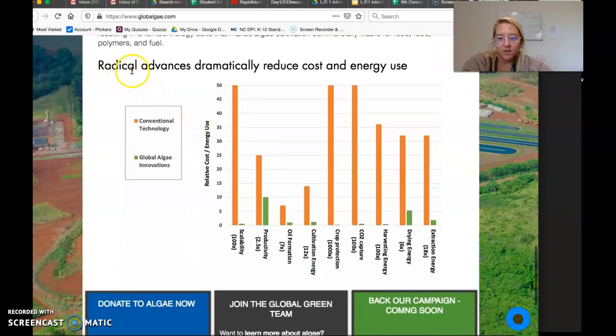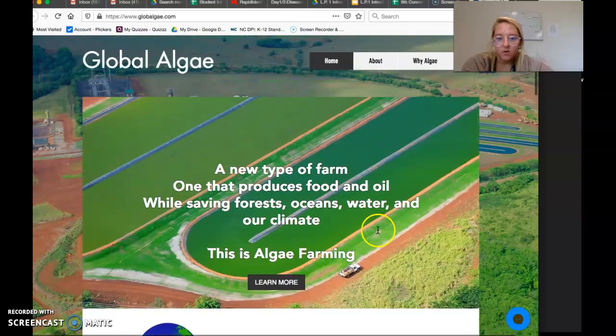One of the graphs I wanted to show you is "Radical advances dramatically reduce costs and energy use." Conventional technology here is in orange, and the Global Algae innovations here are in green. One of the hindrances for these alternative energy uses is that they're too expensive, right? Here's a graph showing that it is not. That's how much energy the traditional conventional technology uses for creating fuels, but here we see the algae is much lower. So pretty cool, pretty awesome.